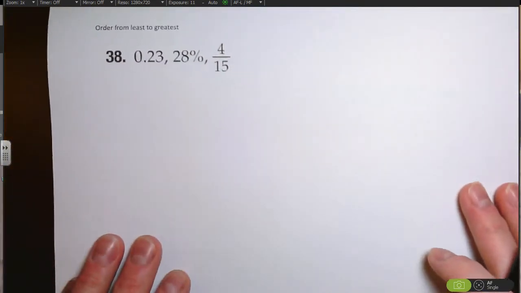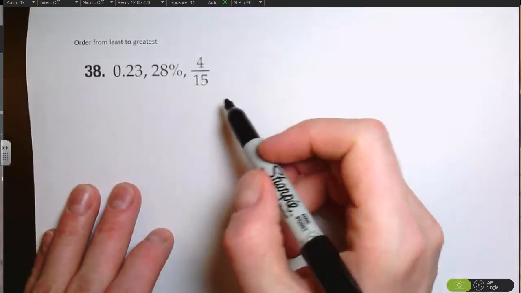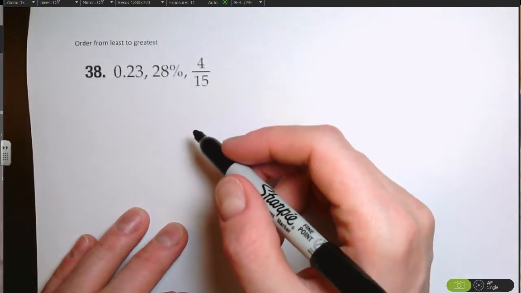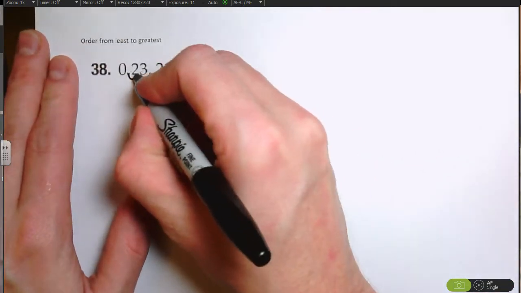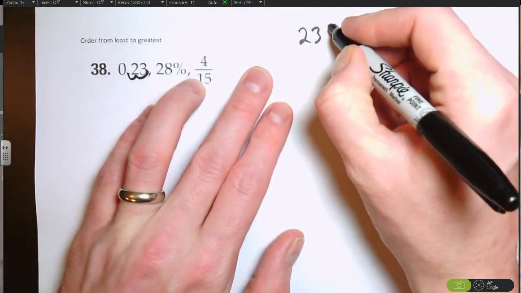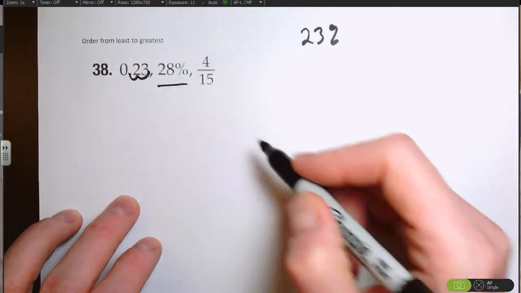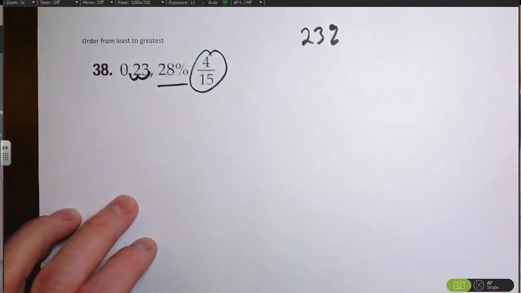Okay, and last one for this section, number 38, order from least to greatest. To be honest, I think the easiest thing to do here is to make all 3 of these a percent and look to see which one's the biggest percent. 0.23 as a decimal, move it 2 places to the right, is 23%. We've already got 28%. Now the question is, how much is 4/15?